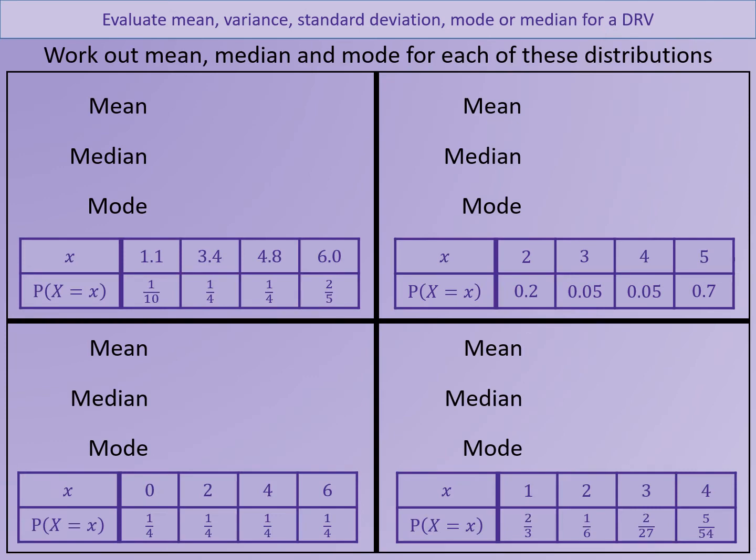Now pause the video and for each of the 4 discrete random variables, calculate the mean or expected value, the median and the mode. When you've got the answers, continue.